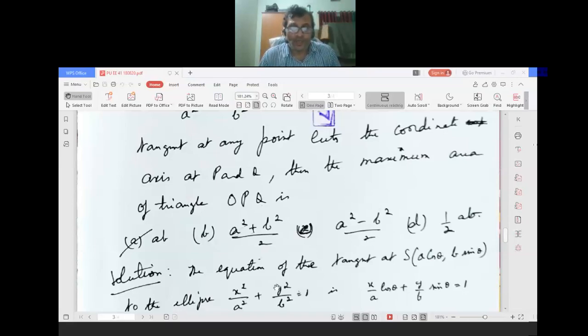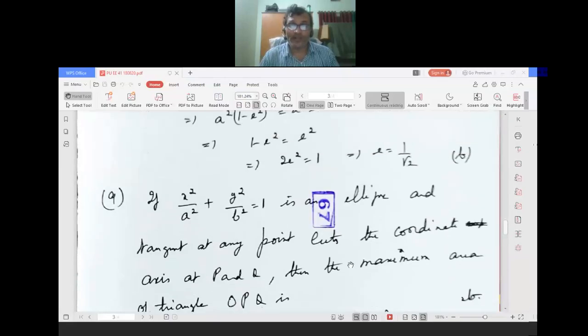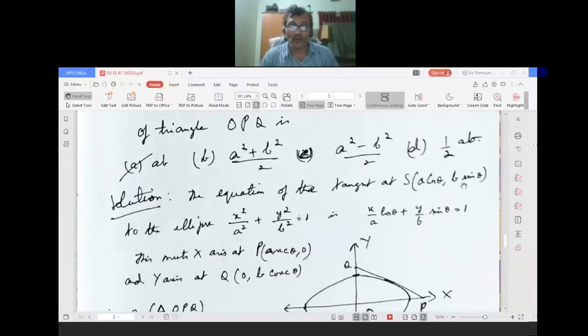Now the equation of the tangent at S (a cos theta, b sin theta). Any point on the ellipse is of the form (a cos theta, b sin theta). We need the equation of the tangent at S (a cos theta, b sin theta) to the ellipse x squared by a squared plus y squared by b squared equals 1. I already gave the formula before.